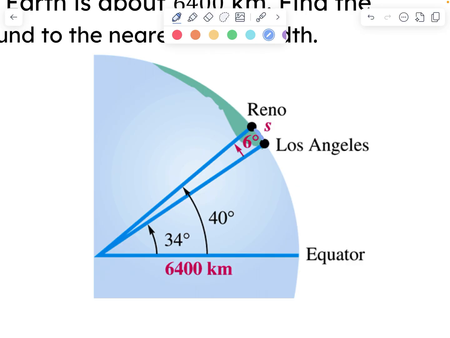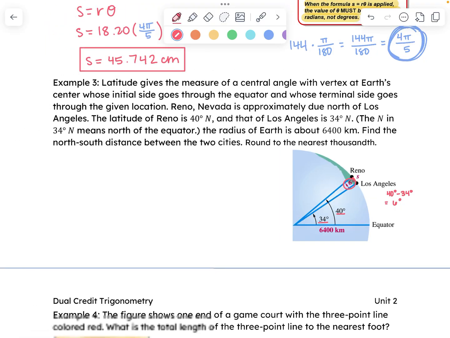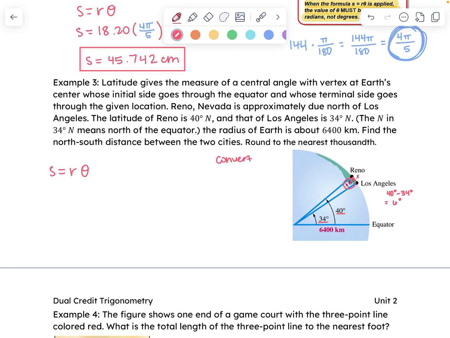So we're trying to find this distance between these 2 points. Now, luckily, our picture is already labeled pretty nicely for us, and it's telling us that the angle is 6 degrees, which is the 40 degrees minus the 34 degrees. That makes sense. 40 minus 34 gives me 6 degrees. But remember, if we're talking about arc length, we need to be dealing in radians, not degrees. So before I can plug it into my S equals R theta, I need to convert to radians. So I'm going to take that 6 degrees and multiply it by pi over 180. So I get 6 pi over 180, which is going to simplify down to pi over 30.